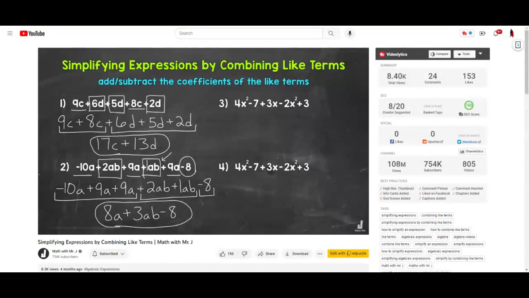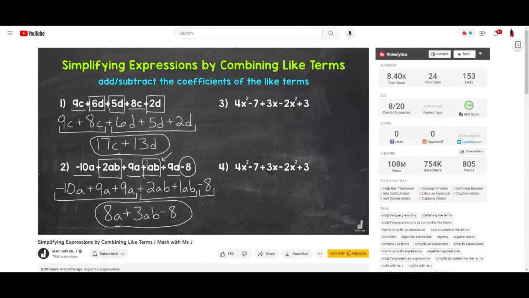minus 7 plus 3x minus 2x squared plus 3. We're going to go through this two slightly different ways. First, we will go through simplifying the expression as it currently is, and that's for number 3. For number 4, we're going to rewrite the expression so all of the terms are separated only by addition. We will talk more about that strategy once we get to number 4.